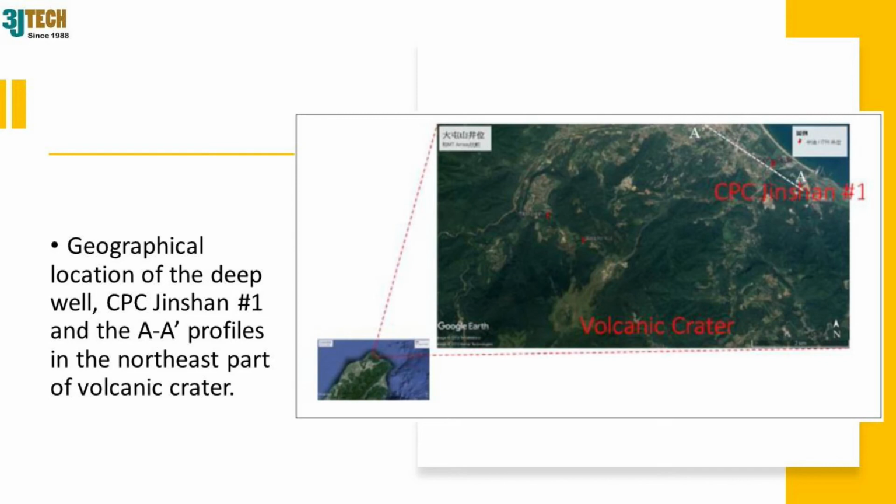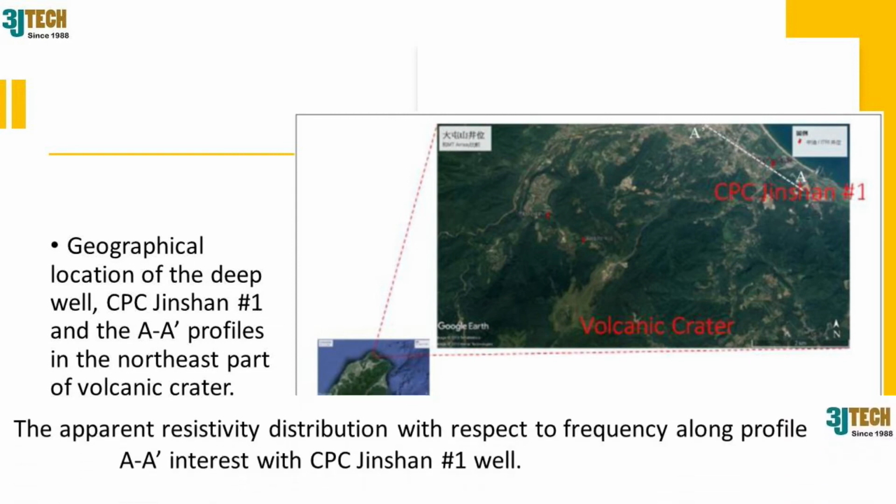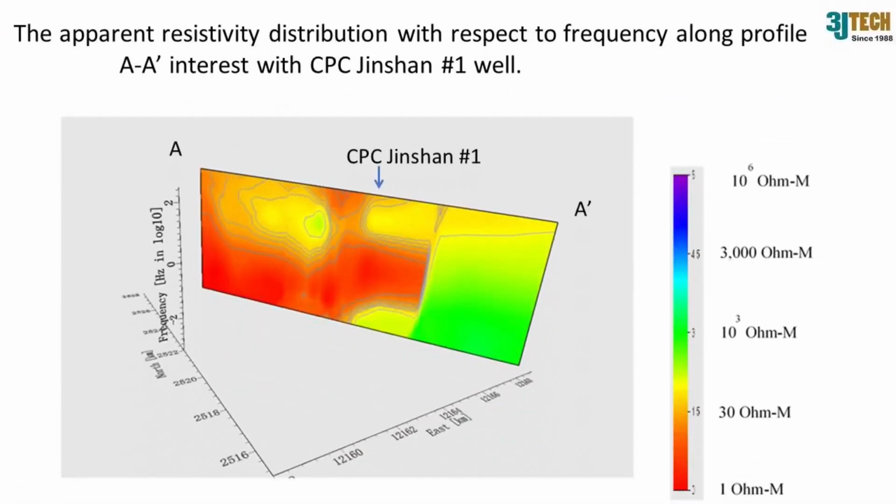MT array survey was carried out in the Datun volcanic area in the northern part of Taiwan. The geographical location of the deep well, CPC Jinshan No. 1, is shown in this slide. This figure shows the effective apparent resistivity distribution with respect to frequency along profile A to A' with interest on CPC Jinshan No. 1 well.